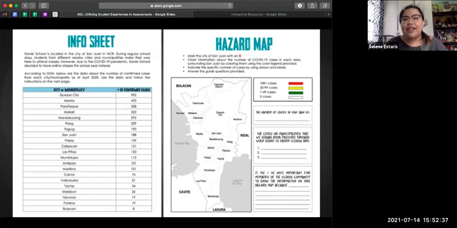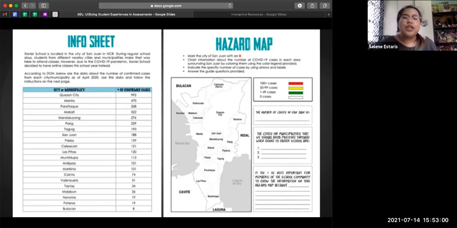Another that we have is a hazard mapping assessment. So for this one, this is a mapping skills assessment. Students were asked to create their own hazard map. Again, this is based on the COVID-19 pandemic, and the situation we're providing to them is that at some point we're going to have to return to school. We're going to have to return to Xavier School.